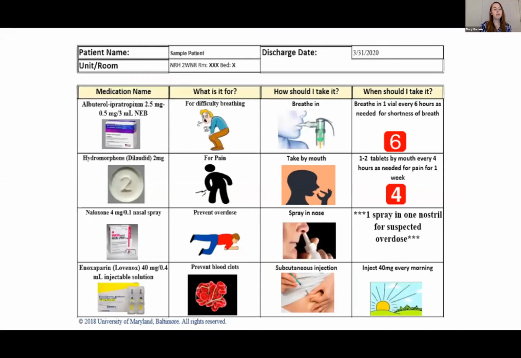So here is a sample of a patient education handout. These handouts are customized for each patient based on the medications they were going home with at discharge. They included the medication name, what the medication was for, how it should be taken, and when it should be taken, including pictures to help explain more easily. These handouts have been very positively received by patients of all healthcare literacy levels and patients who had language barriers as well.